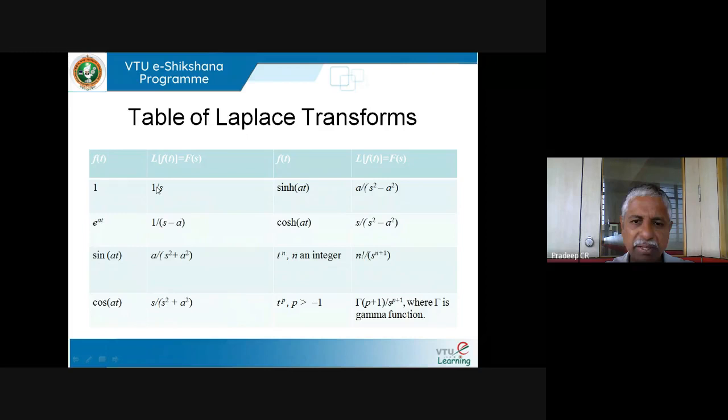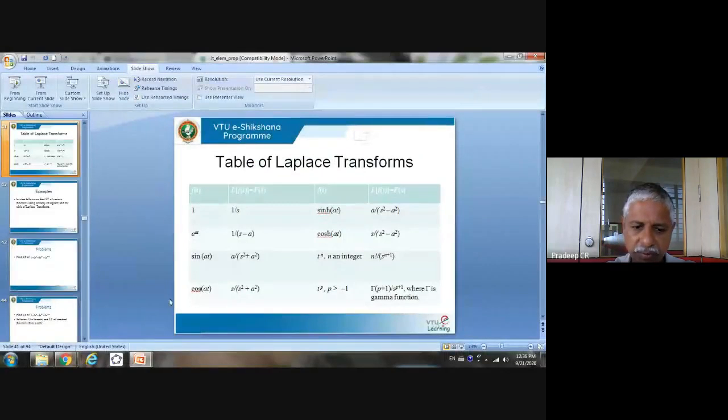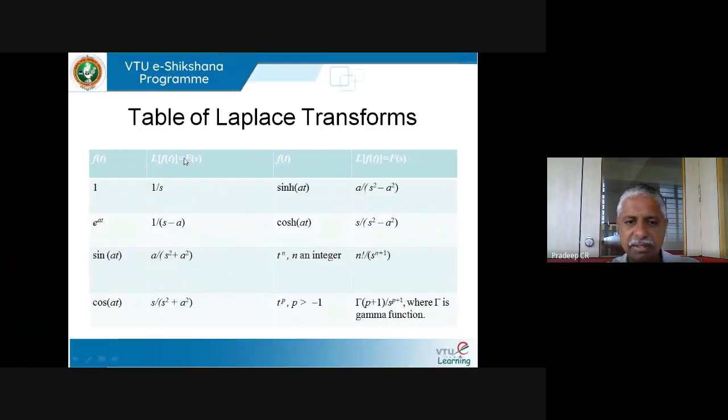So let me explain how to read this. I have 4 more minutes, so I think I can explain this. The table of Laplace transform tells that for this function, this is the Laplace transform. This is f(t). This is L of f(t), which is denoted as capital F of s. So if f(t) is 1, Laplace of 1 is 1 by s. Can you understand this? This is small f(t), this is capital F of s. That means small f(t) and its Laplace.